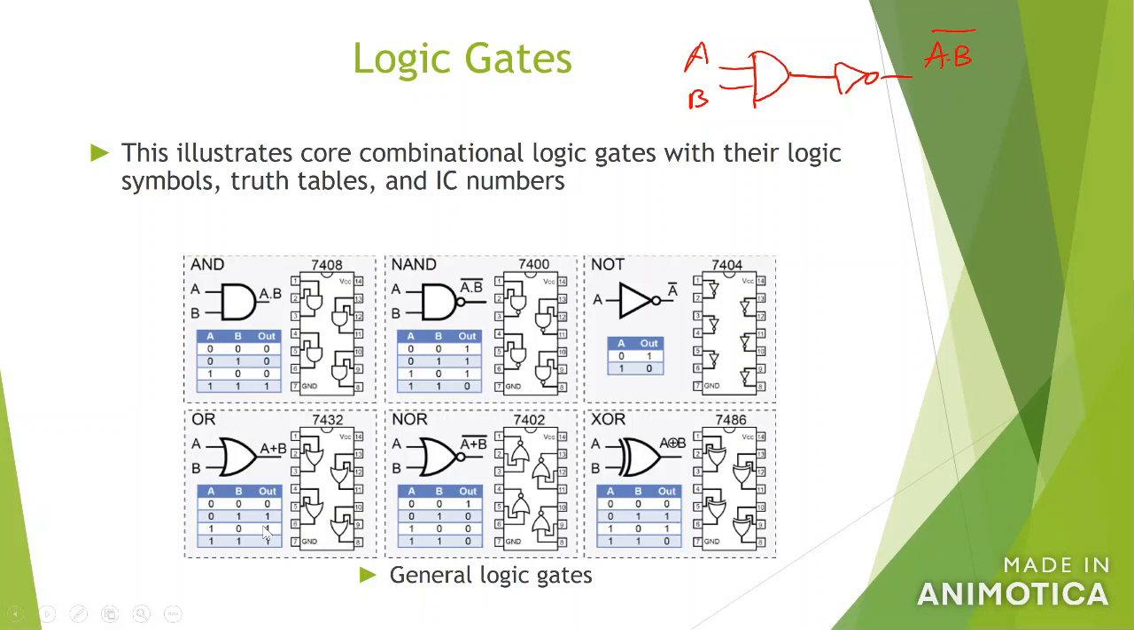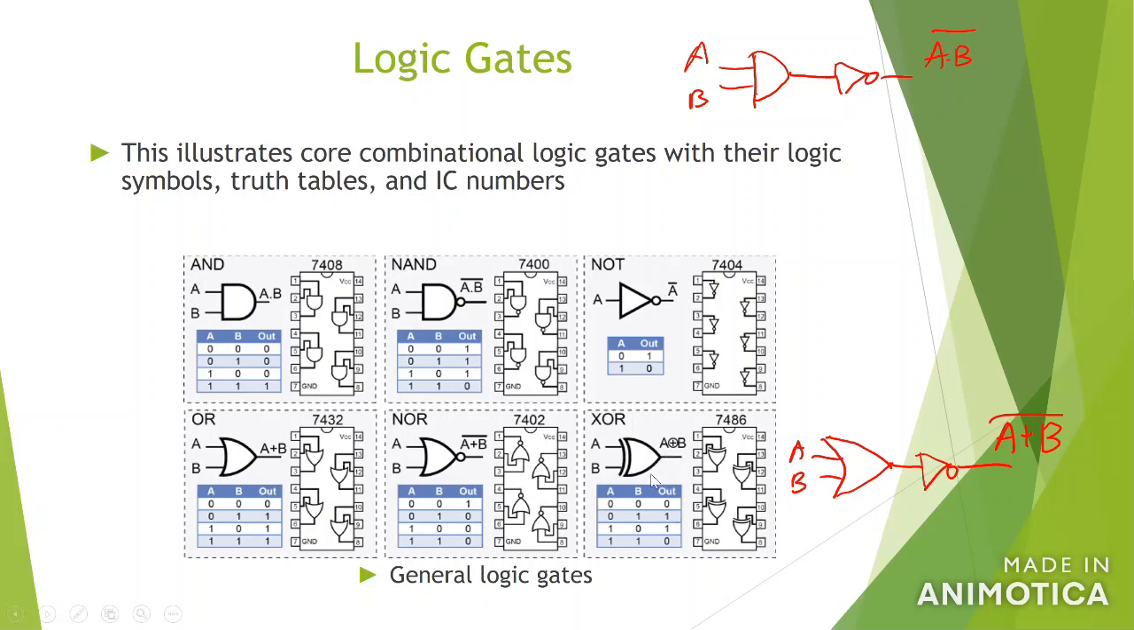And we have the NOR gate. The NOR gate is the same idea as the NAND gate, but it is an OR gate connected to a NOT gate. That's the meaning of NOR. So if you compare the OR gate to the NOR gate, you see the output is completely opposite.